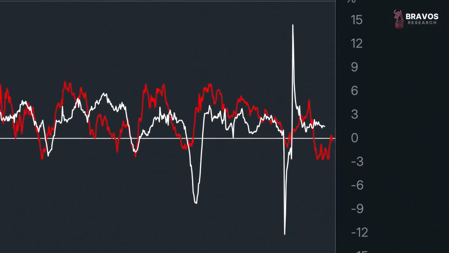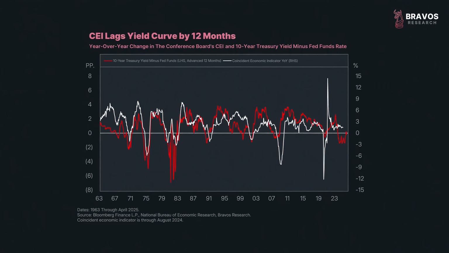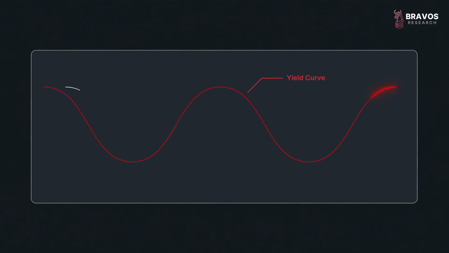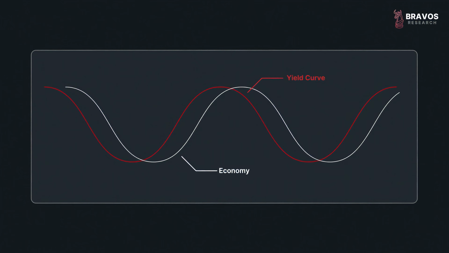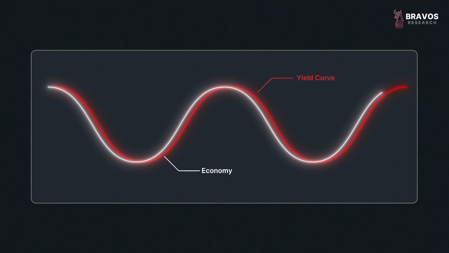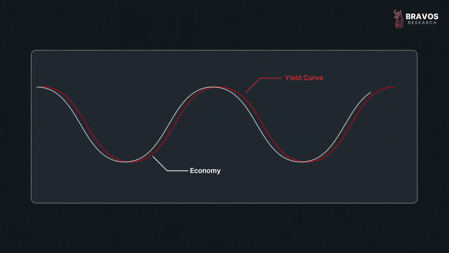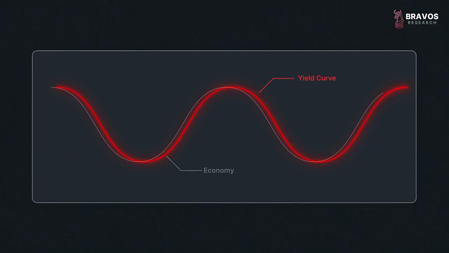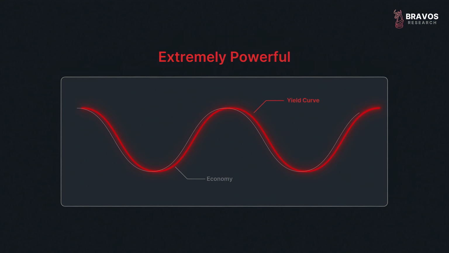Let's do a quick sketch to make sure that we're being very clear regarding how this works. When the yield curve goes up or down, that is followed 12 months later by a corresponding move up or down in the economy. And so when we shift forward the yield curve, the two lines match each other very closely. But most importantly, the yield curve helps us predict what the economy is going to do over the next 12 months. You can quickly understand here why the yield curve is considered to be such a powerful macroeconomic indicator. There is just nothing else like it.